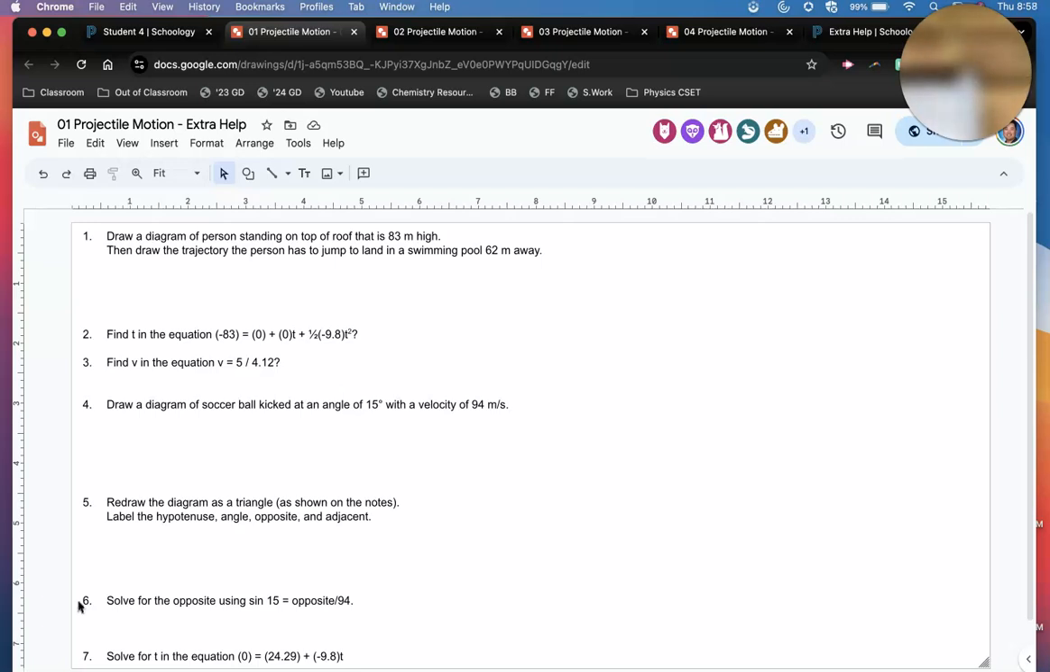So draw a person on a roof. A little drawing. On a roof, 83 meters high. Good. But label the height of the roof and label the length of the swimming pool. Because what we'll do is I will look at one student's drawing and put it on my screen so you can double check your answers. Everything right? Now it's time for the study guide.